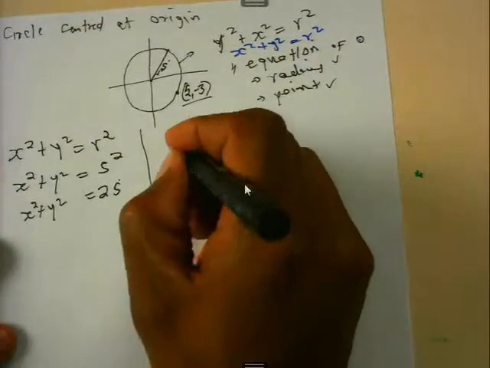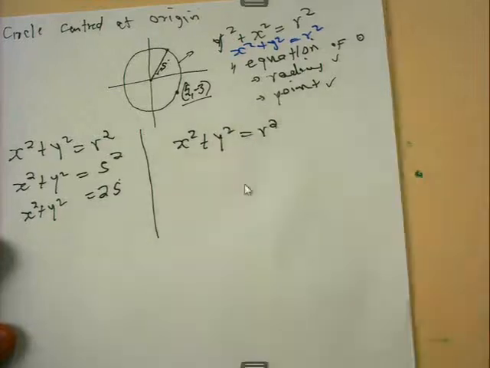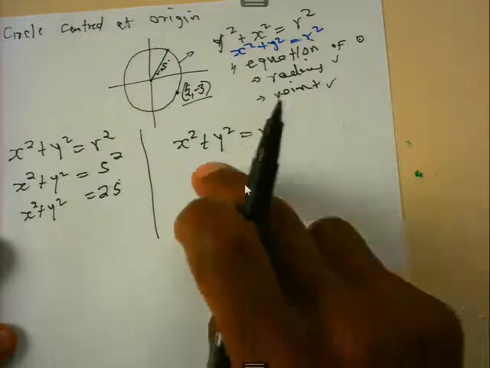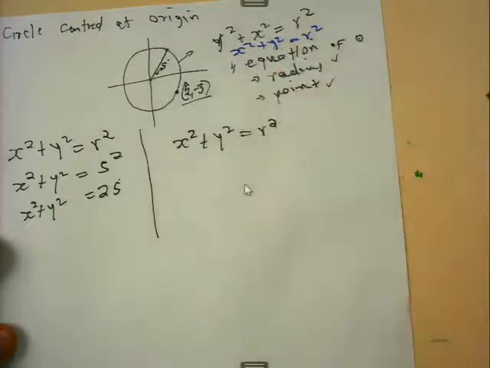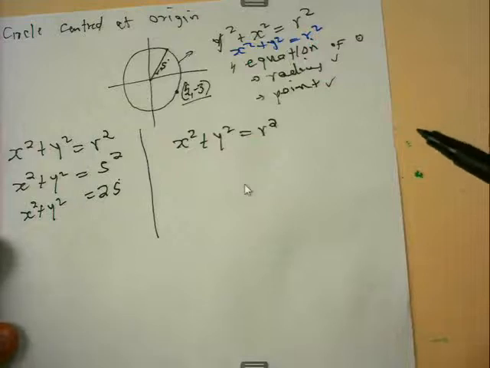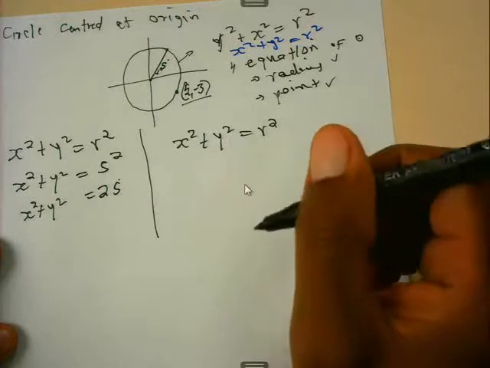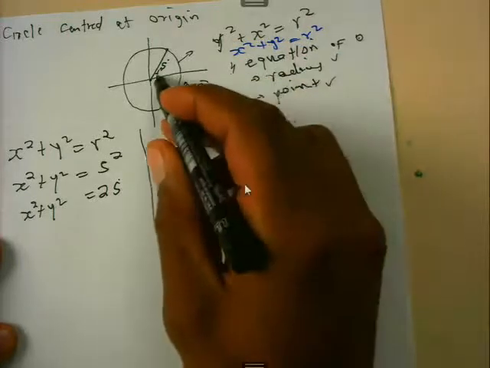Of course, it's very important to say, okay, we know that the equation of the circle is x squared plus y squared is equal to r squared. Why are we saying that? Because this circle here is centered at origin. Now, what is our situation now? What is it that we're going to do here? Of course, now we need to substitute this point here because we don't have the radius.